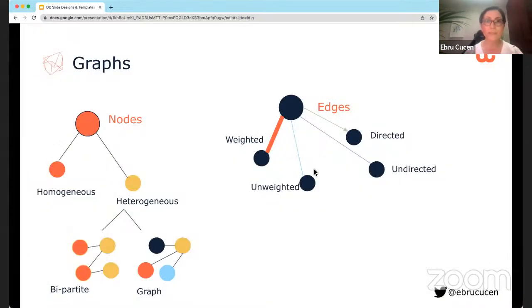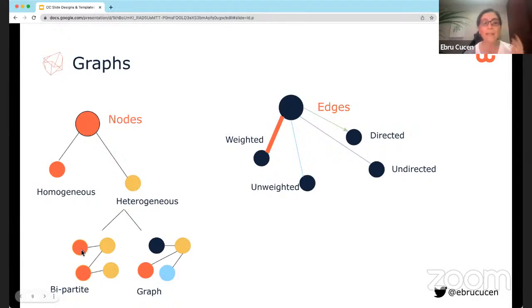What is a graph? In simple terms, a graph is made of nodes and edges. If you are already familiar, apologies, just one slide. If only one type of node exists, it's called homogeneous. If there are multiple node types, it's called heterogeneous.